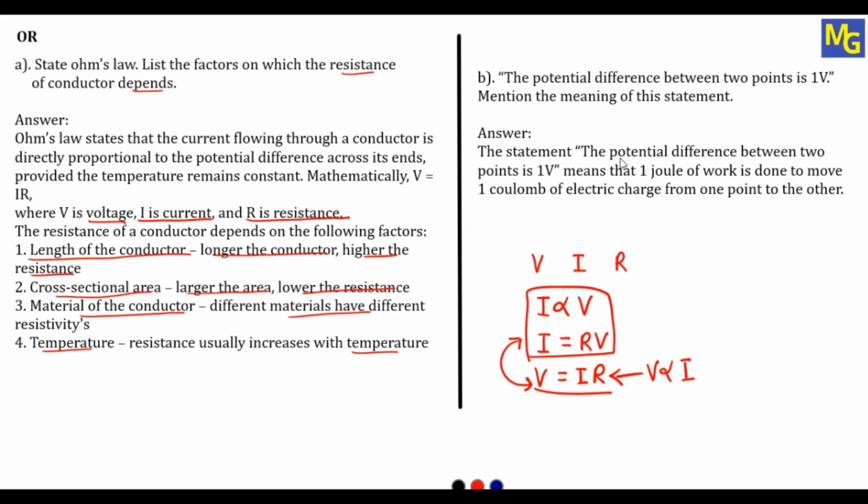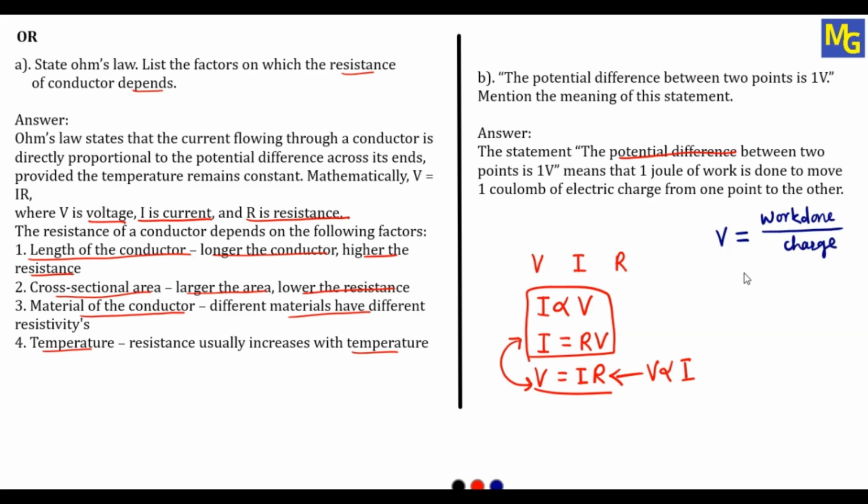Because we know the formula of potential difference. What is the formula of this potential difference? The formula I will write in a different color. So potential difference V is equal to work done divided by charge. So work done, I will write it first. Work done divided by charge.